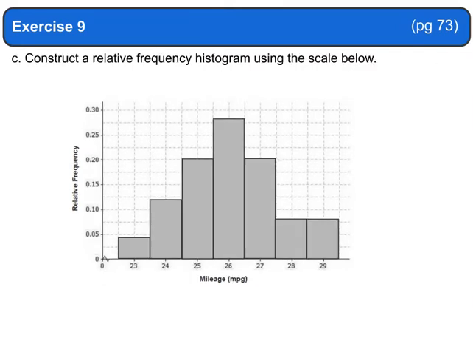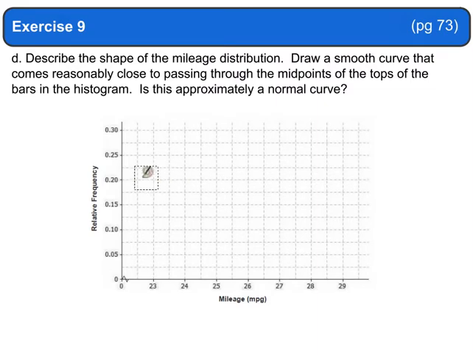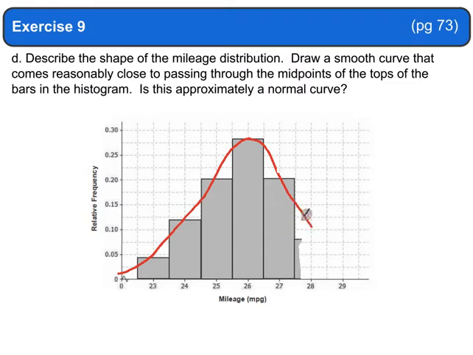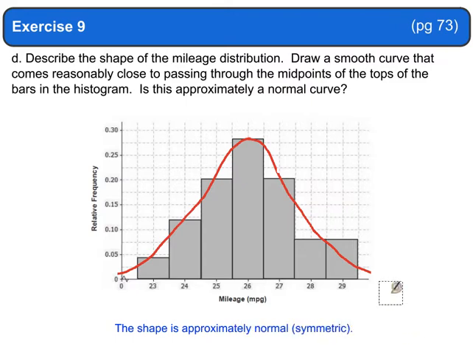Afterwards, this is part C. In part D, they want us to describe everything, and draw a smooth curve. My bars went away, but you can see as I'm going, there's a smooth curve drawn over that particular piece. Describe the shape of the mileage distribution, drawing a smooth curve that comes reasonably close to the tops. Is this approximately a normal curve? We would say yes, this is approximately a normal curve. It looks symmetric, so that's generally what we're looking for here.